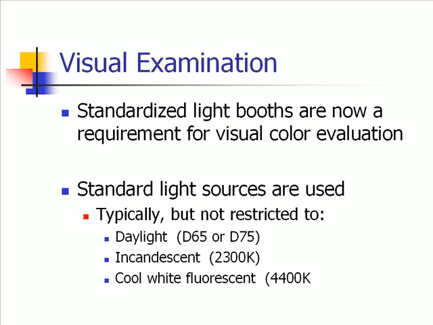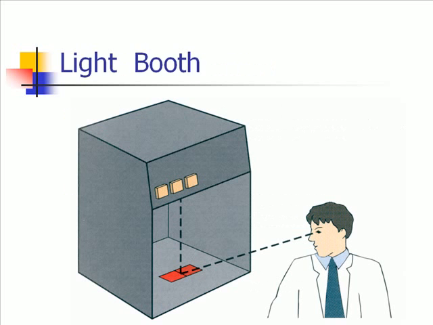Here is a fancy drawing of a light booth, and that's how we look at samples. The light is up in the top, so the light is going straight down. We generally look at it at about a 45-degree angle. Buttons up there represent the different light sources we can change it to.